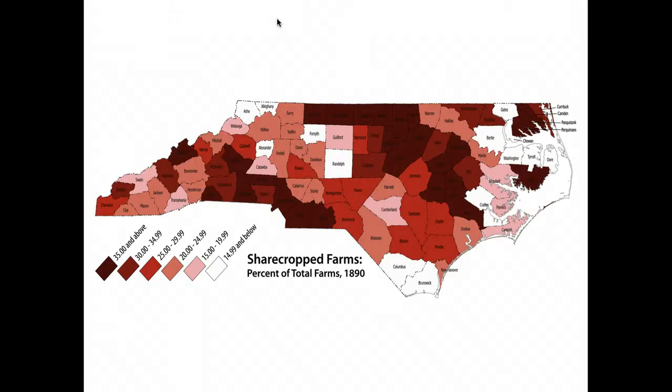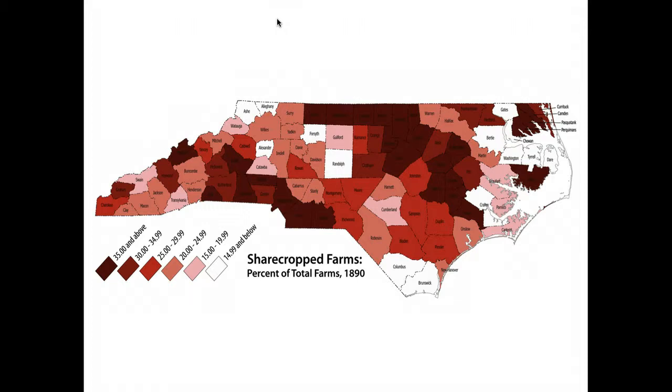So the New South, this New South of sharecroppers and of African Americans who briefly exercised the right to vote and to citizenship, this is a very interesting place. It's a place which increasingly will be dominated by landless poor, as this image shows us of North Carolina in 1890. This is sharecropped farms as a percent of total farms in each county across the state in 1890.